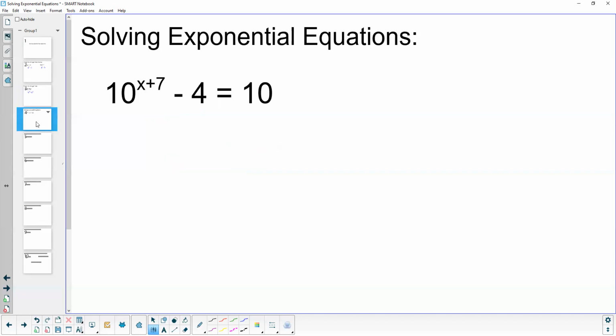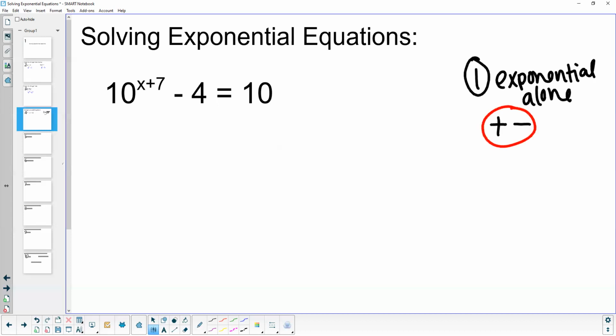In this first one, we want to solve the exponential equation. When it comes to solving exponentials, the very first thing you want to do is get the exponential alone. What that means is I want to make sure that there is nothing being added or subtracted to it, so no add or subtracts. We also want to make sure there's no numbers being multiplied or divided. And we're going to do it in this order that we talked about here.